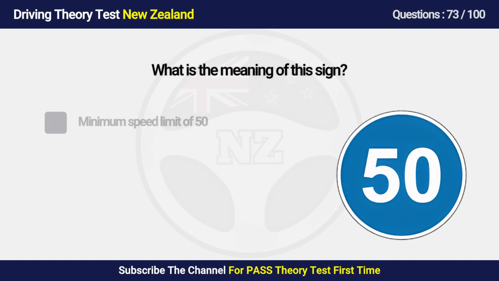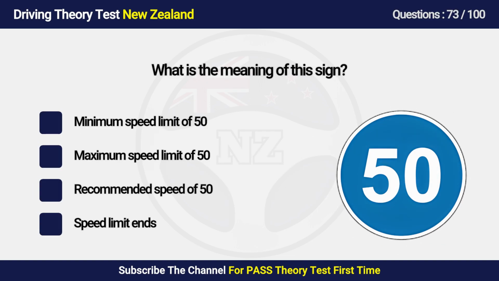Question 73. What is the meaning of this sign? A. Minimum speed limit of 50. B. A maximum speed limit of 50. C. Recommended speed of 50. D. Speed limit ends.